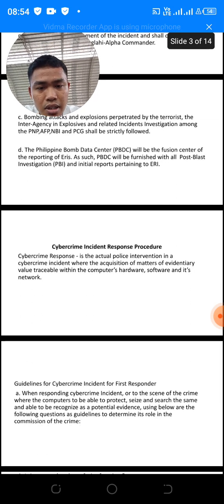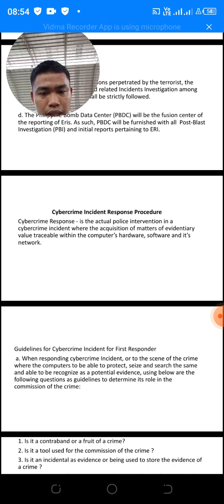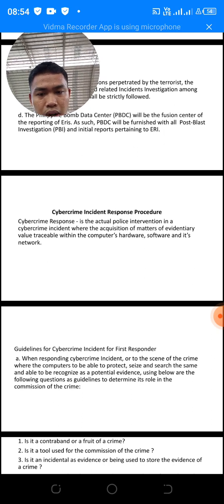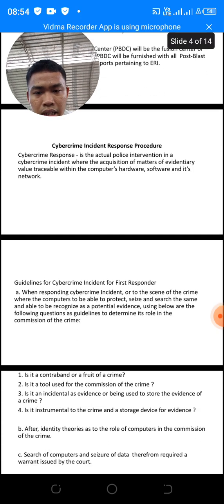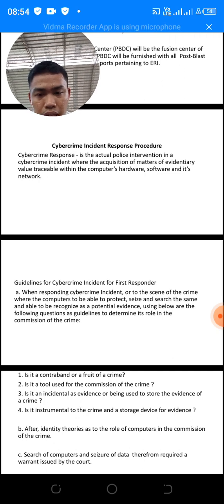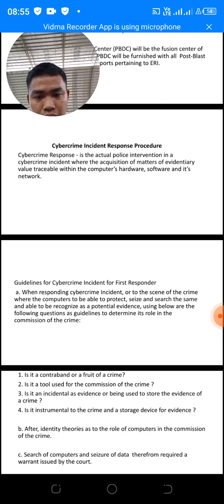Guidelines for cybercrime incident for first responders. When responding to a cybercrime incident, go to the scene of the crime where the computers are, to be able to protect, seize and search them and recognize them as potential evidence. Use the following questions as guidelines to determine its role in the commission of the crime. Number 1. Is it contraband or a part of a crime? Number 2. Is it a tool used for the commission of the crime? Number 3. Is it incidental as evidence, or being used to store the evidence of a crime? Number 4. Is it instrumental to the crime and a storage device for evidence?